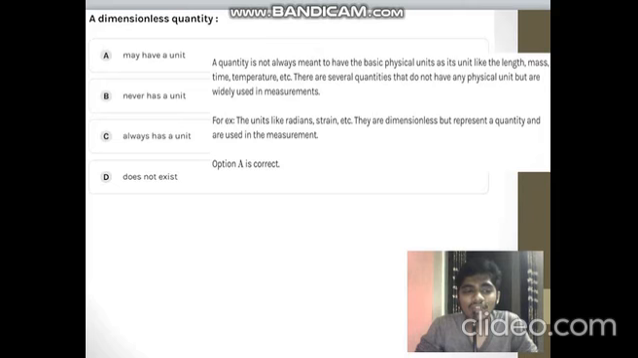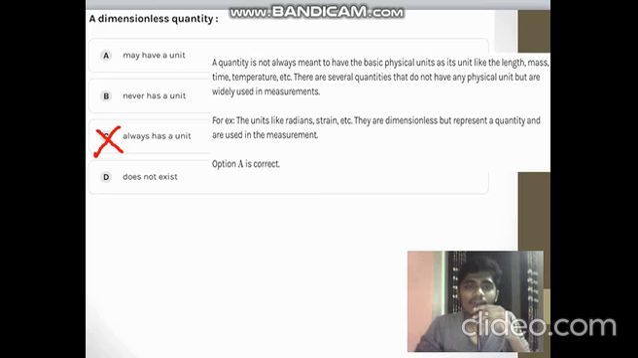Now talking about the last question. A dimensionless quantity may have a unit, never has a unit, always has a unit, does not exist. So it does not mean that a quantity always has to have basic physical units as its unit, like length, mass, time, temperature, etc. There are several physical quantities which do not even have a unit, but still they are widely used in several measurements and experiments. So there are some things which don't have a unit. So definitely always has a unit will not be an option.